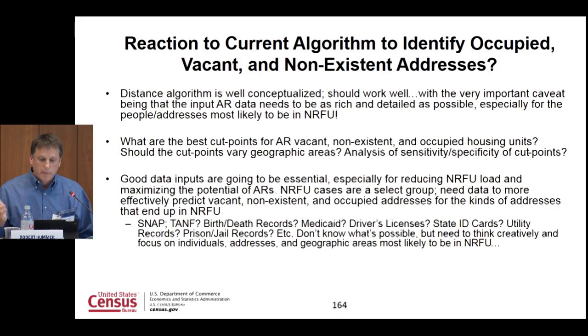Another question I had is what are the best cut points or thresholds for the vacant, non-existent, and occupied housing units? In those graphs, you kind of drew the cut points. I'm not sure how those were determined. I'm not sure what kind of analysis you've done on sensitivity or specificity of those cut points. And I'm wondering if those cut points should be different across geographic areas too, if your model is working better in certain places than others. And so maybe that could be calibrated differently depending on the data that are used in different places. Now that would be hard to write up and hard to explain.